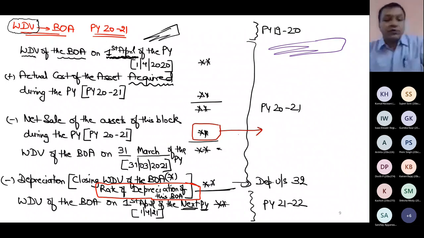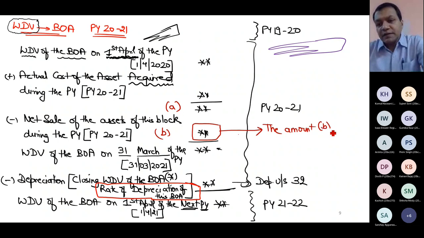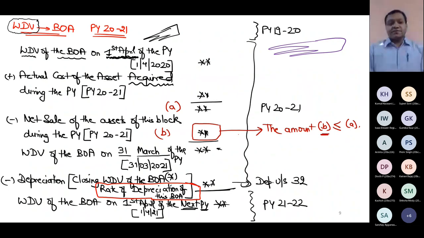that this amount cannot exceed. If I denote it by A and this sale by B, the amount denoted by B is less than or equal to the amount by A. This B can never exceed A, because if I'm saying asset, then you cannot say that the WDV of this asset is negative. Had it been negative, it would not have been an asset, it would have become a liability then. So if it is saying asset, then the sale can never exceed the total of opening WDV plus actual cost.